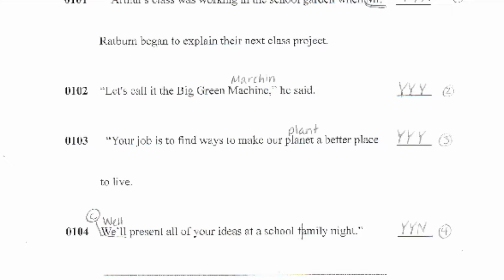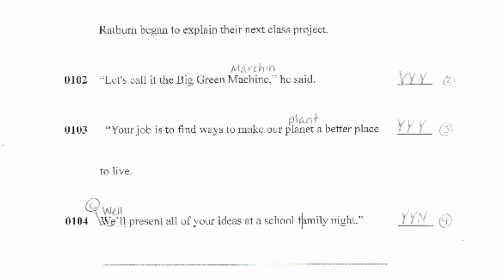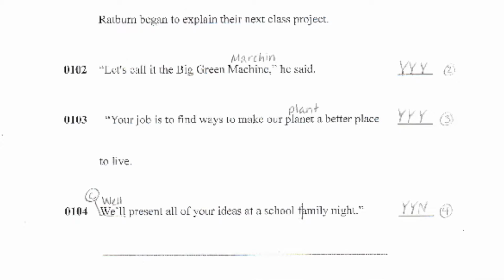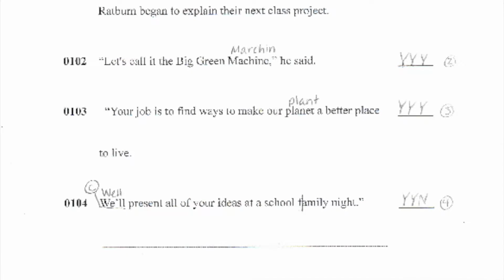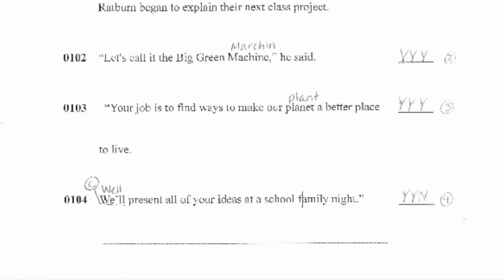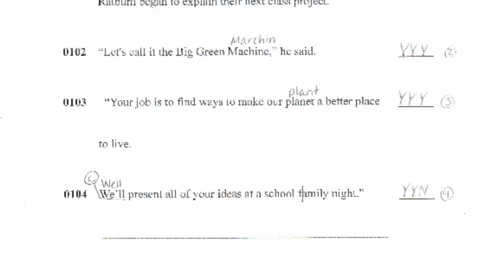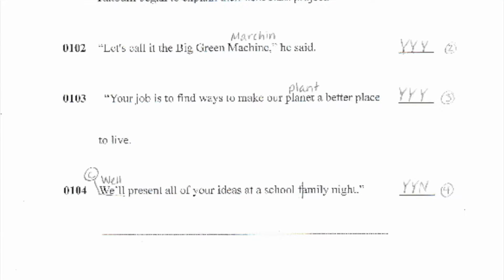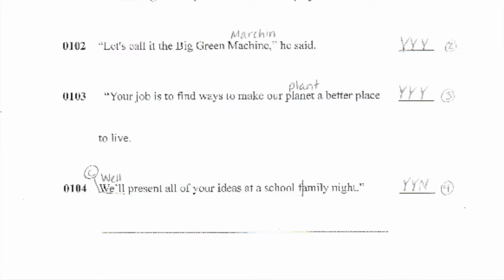Arthur's class was working in the school garden when Mr. Ratburn began to explain their next class project. Let's call it the Big Green Machine, he said. Your job is to find ways to make our planet a better place to live. Well, we'll present all of your ideas at a school family night.